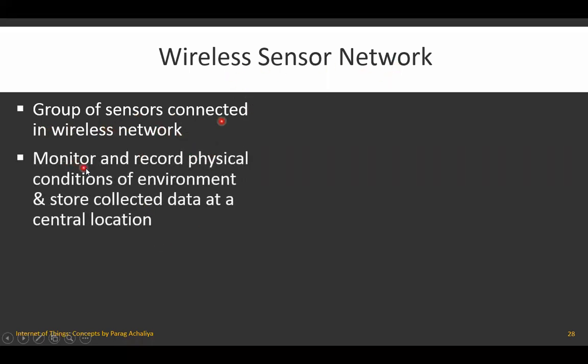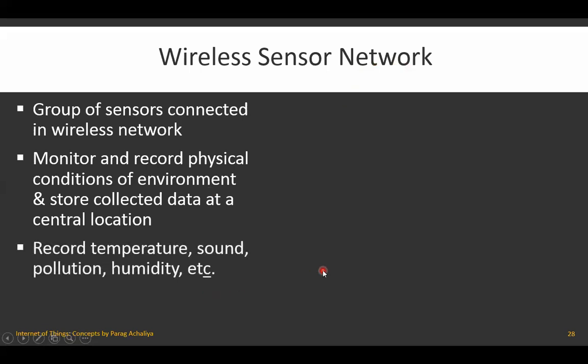This WSN will monitor and record physical conditions of the environment and store the collected data at a central location. Whatever the physical conditions of the environment are, all of them will be recorded and monitored, and that data is stored at a central location with the help of this wireless network. For example, it will record room temperature, sound, pollution, humidity, etc.